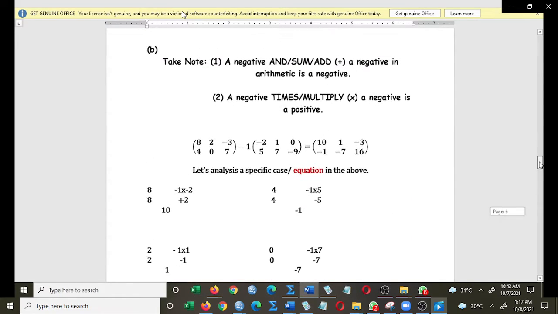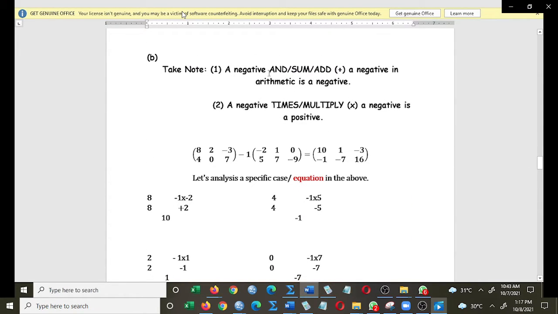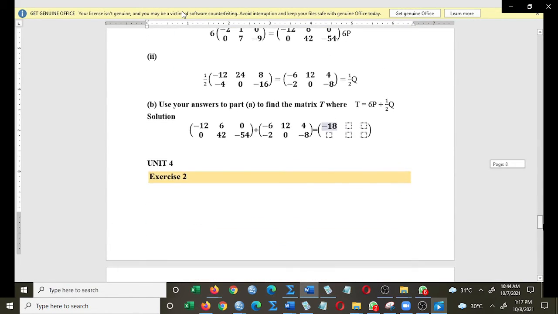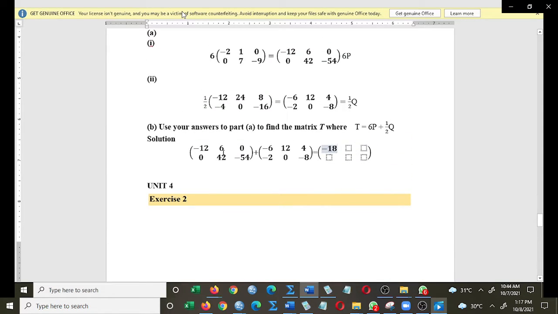Look, I've written it up there. A negative and a negative is a negative in arithmetic. We're doing arithmetic now, adding and subtracting numbers. A negative and a negative is a negative. A negative times a negative is a positive. Please take note of that. Let's come down here. You have a negative 12.